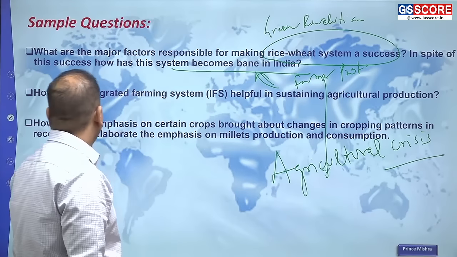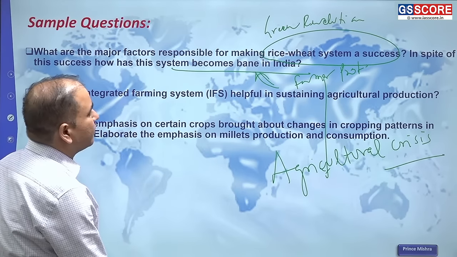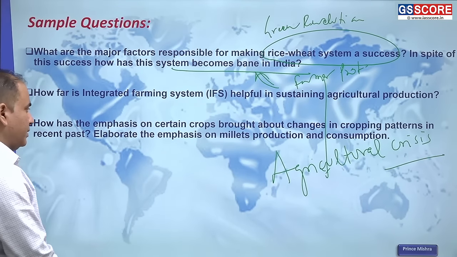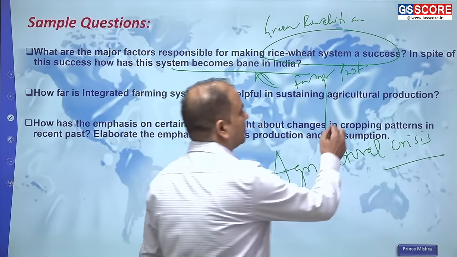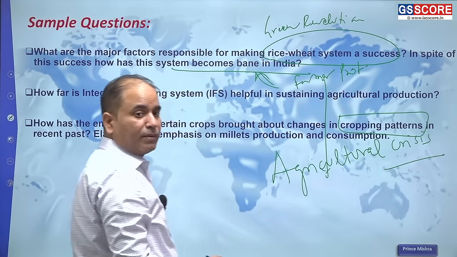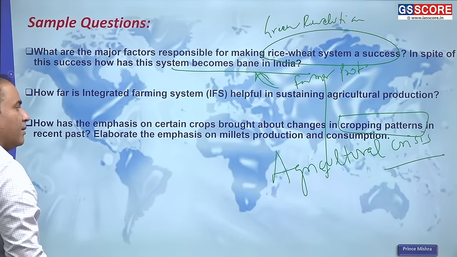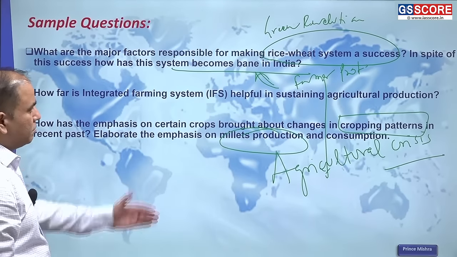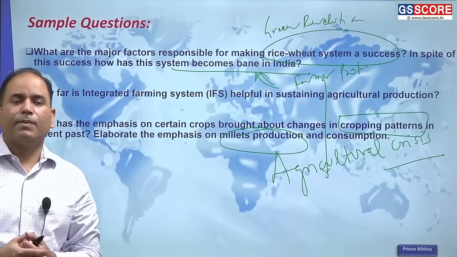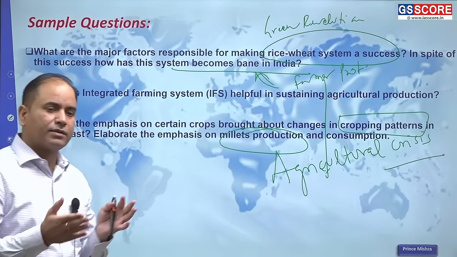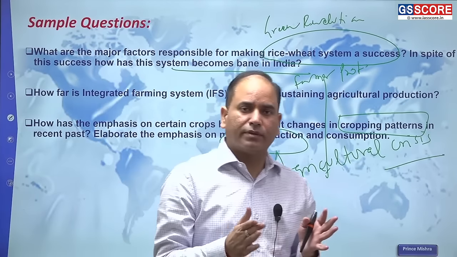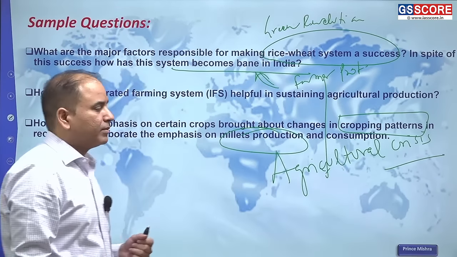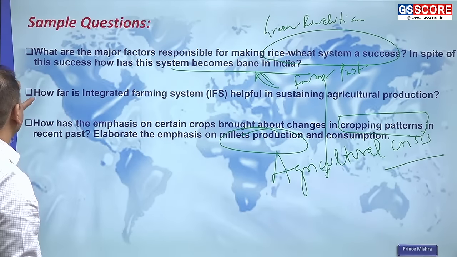Now next, how far is the integrated farming system helpful in sustaining agricultural production? How has the emphasis on certain crops brought about changes in cropping pattern? So, issues of cropping pattern in the recent past. Elaborate the emphasis on millet production and consumption. So this is how questions are asked from agriculture. If you look at the topics that I have suggested, you can definitely tackle most of the questions, both in the prelims and mains examination.